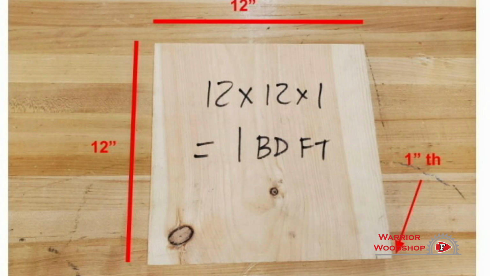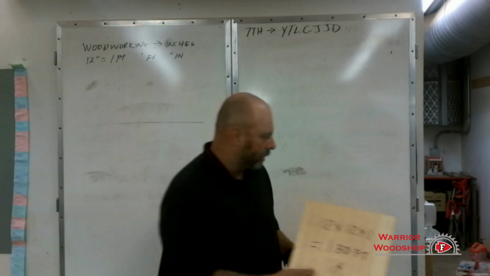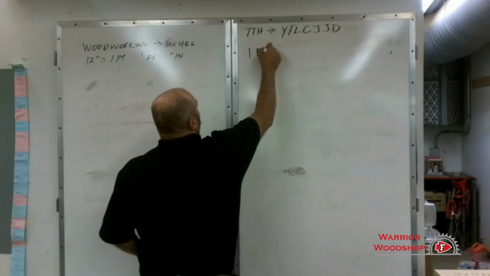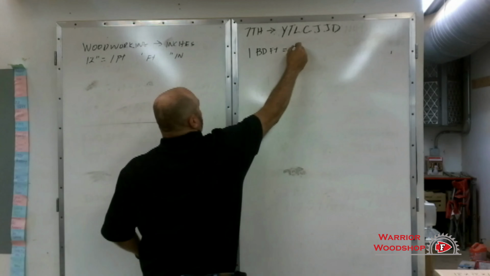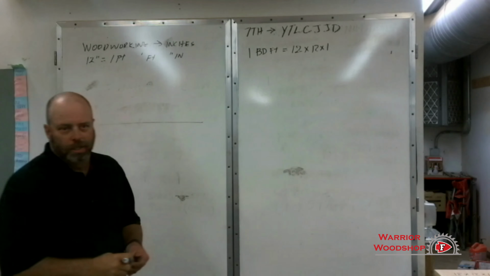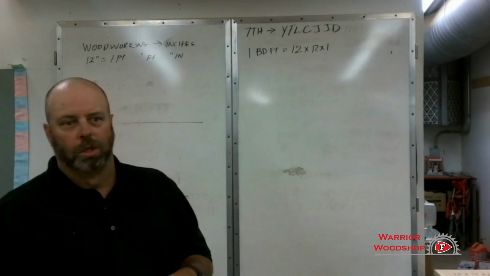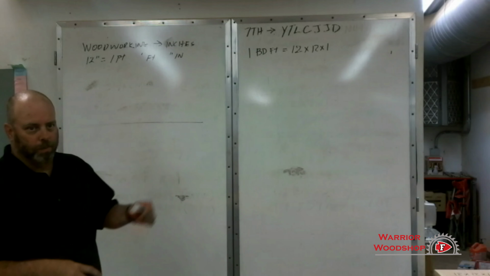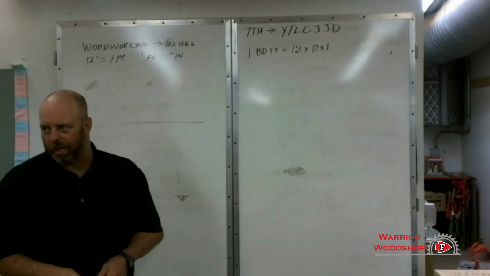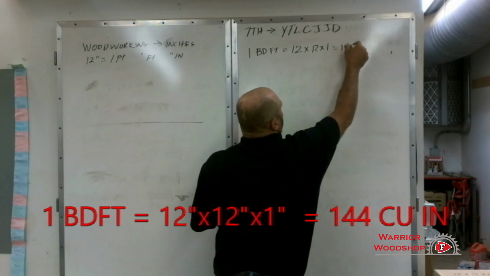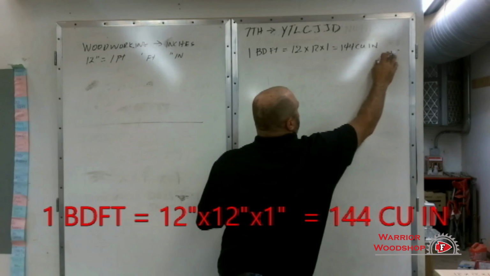1 inch thick. Okay, a 12 by 12 board, 1 inch thick. So 1 board foot equals 12 by 12 by 1. What's that kind of look like? What middle school math formula might that be? It's a multiplication, but when you multiply 3 of them together, what do you get? It's called volume. So that's 144 cubic inches.